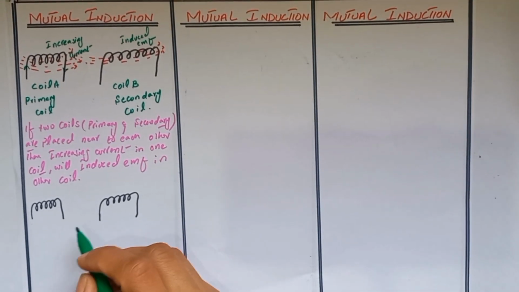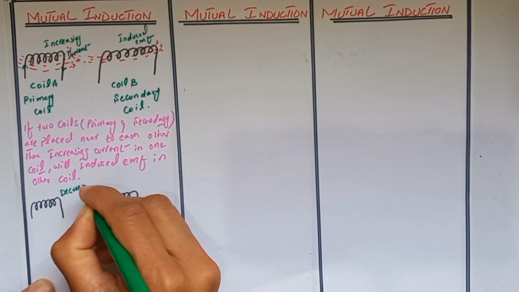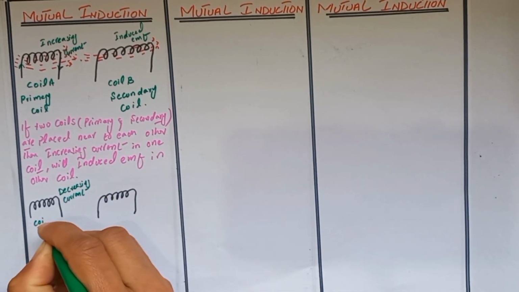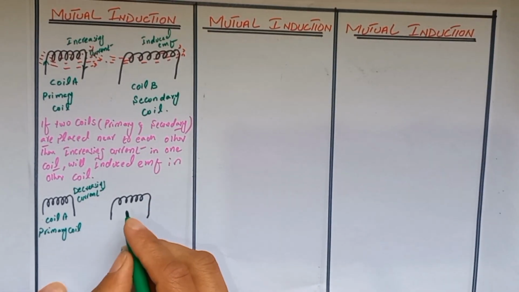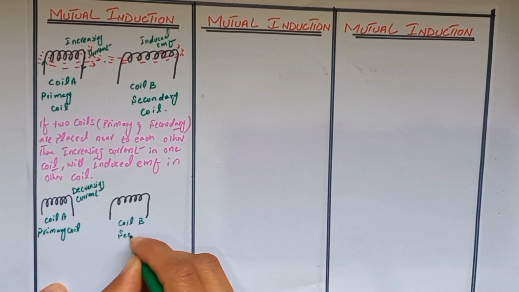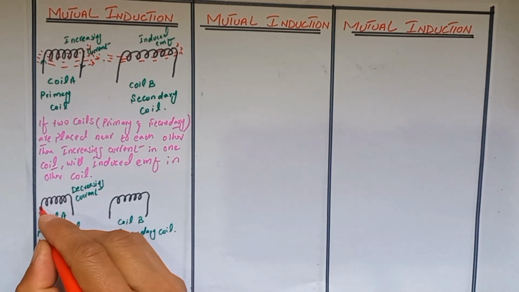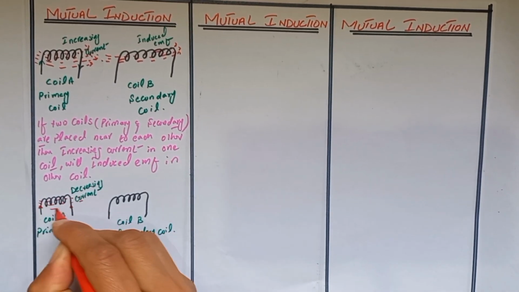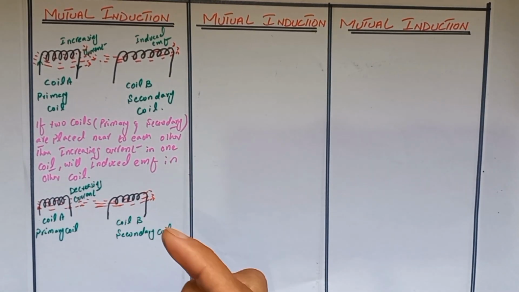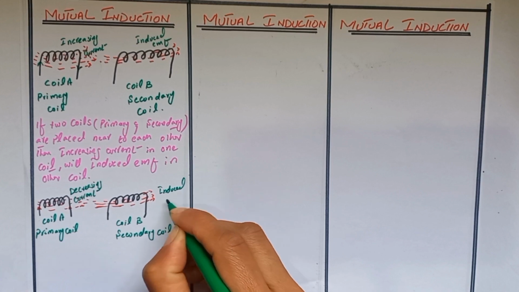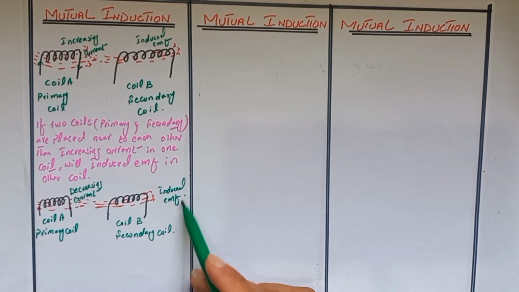Here I take again two coils. Here we show the current is increased, and in this coil we show the current is decreased. This is coil A, which is called the primary coil, and this is coil B, which is called the secondary coil. When we decrease the current in this coil, it produces a magnetic field. This magnetic field is also linked with the secondary coil and induces an EMF in this coil. So what we learn here is that whether we increase the current or decrease the current, an EMF is induced.